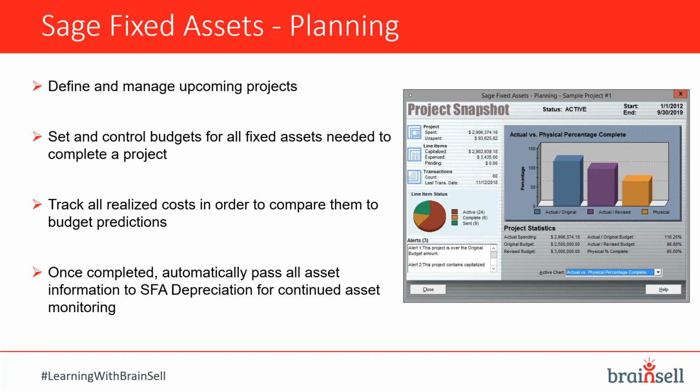So you can actually have either capitalized or expensed assets here. And if you look towards the bottom portion below project statistics, you can see your actual spend against an original as well as against a revised budget. So this gives you a comprehensive way of managing any of your CIP or recurring project needs before they become fixed assets. And you also will have the ability to send any of these items that are part of this project to the depreciation module to be placed in service, ready to start depreciation.